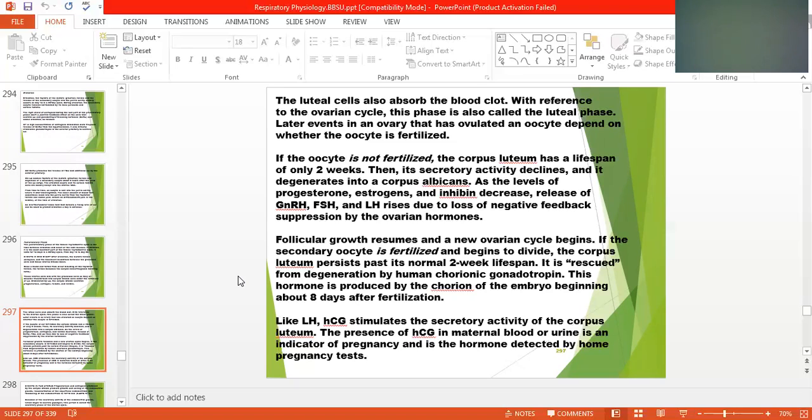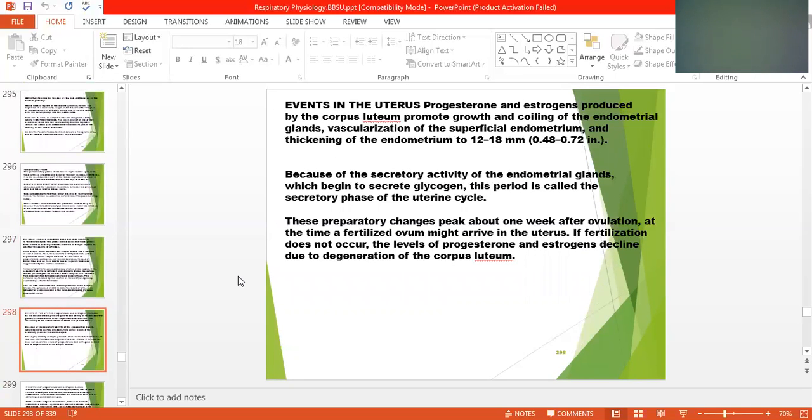If the secondary oocyte is fertilized and begins to divide, the corpus luteum persists past its normal 2-week lifespan. It is rescued from degeneration by human chorionic gonadotropin, hCG. This hormone is produced by the chorion of the embryo beginning about 8 days after fertilization. hCG stimulates the secretory activities of the corpus luteum. The presence of hCG in maternal blood or urine is an indicator of pregnancy and is the hormone detected by a human pregnancy test.